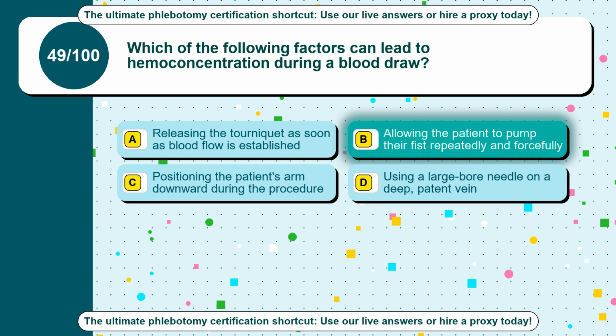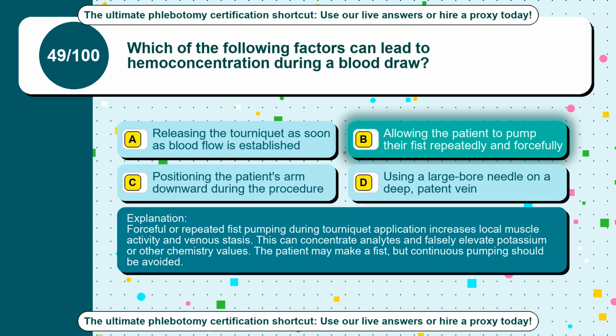Allowing the patient to pump their fist repeatedly and forcefully. Forceful or repeated fist pumping during tourniquet application increases local muscle activity and venous stasis. This can concentrate analytes and falsely elevate potassium or other chemistry values. The patient may make a fist, but continuous pumping should be avoided.